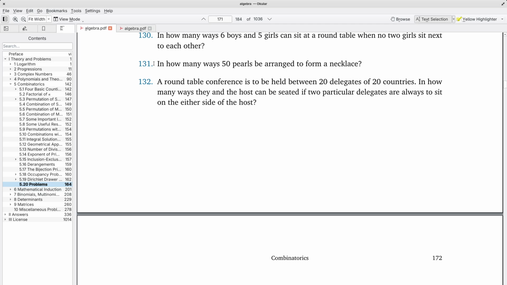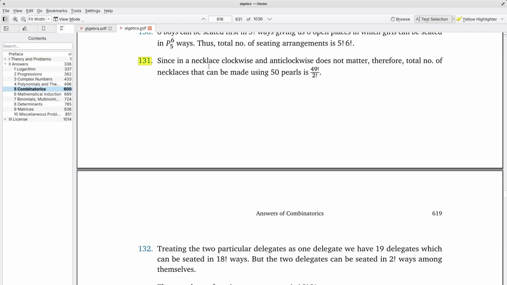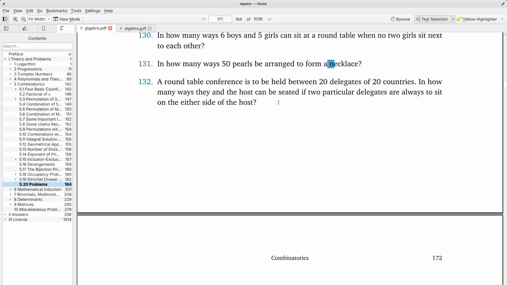So question 131, without further ado, let's get started. Question 131 says that in how many ways 50 pearls can be arranged to form a necklace? So in a necklace, clockwise and anti-clockwise direction does not matter. The total number of necklaces that can be made using 50 pearls is 49 factorial over 2 factorial.